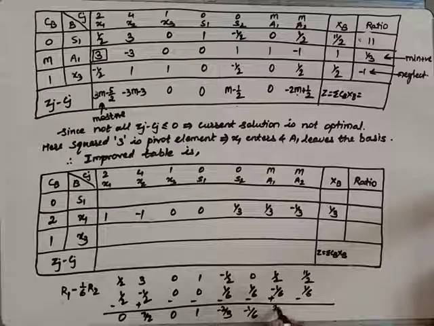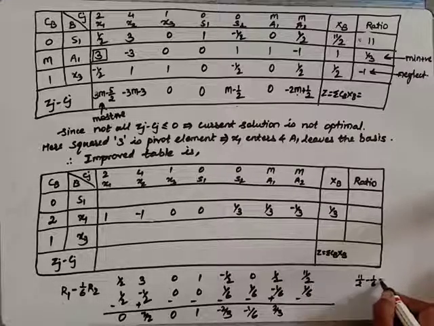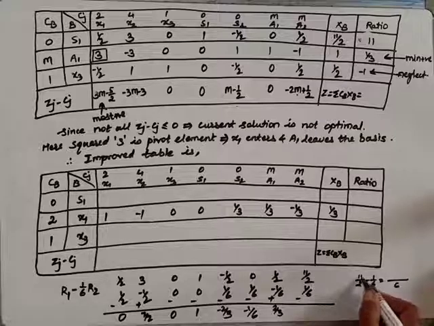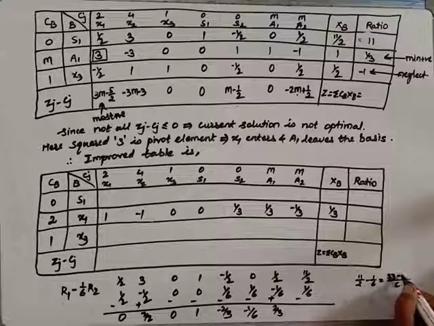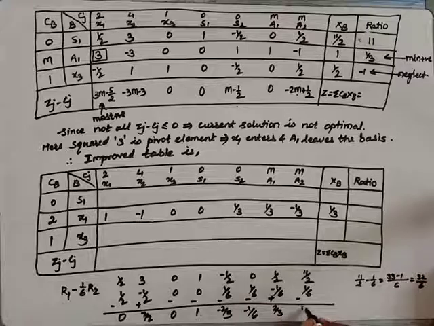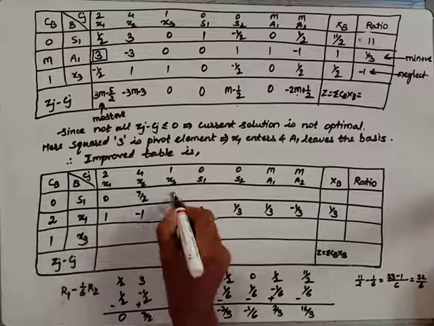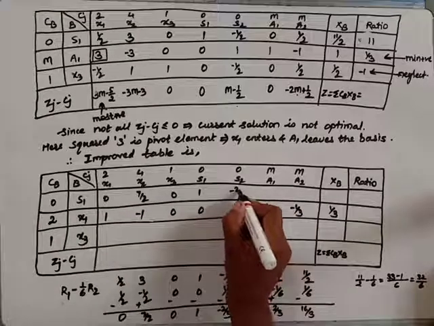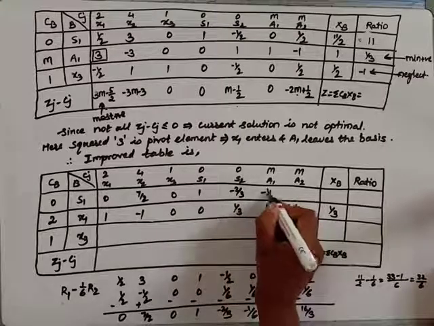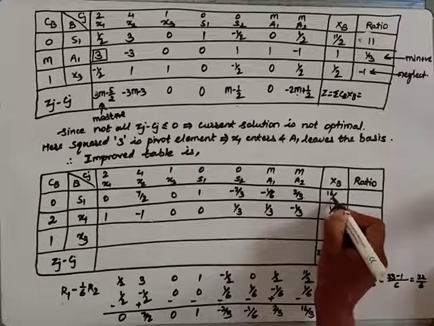So it is again 2 by 3. Now 11 by 2 minus 1 by 6. So LCM will be 6. Here it will be 33 minus 1, 33 minus 1 by 6. So it will be 32 by 6. So it will be 16 by 3. So the entries are 0, 7 by 2, 0, 1, minus 2 by 3, minus 1 by 6, 2 by 3 and 16 upon 3.